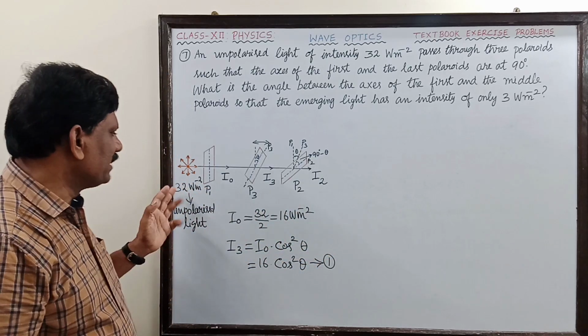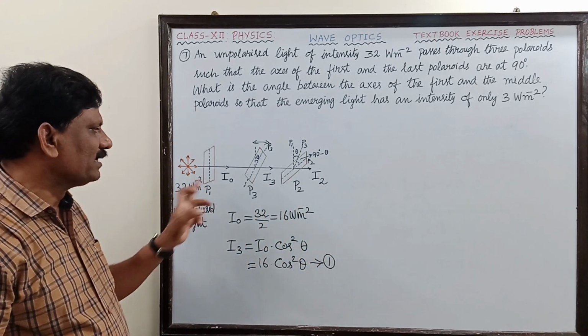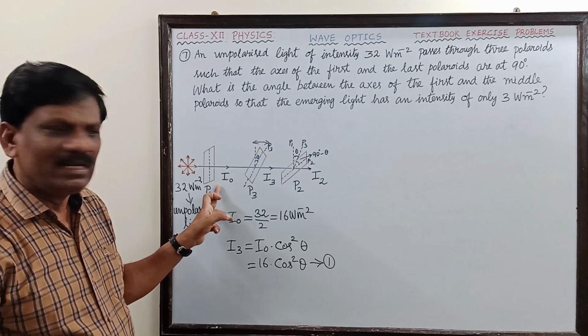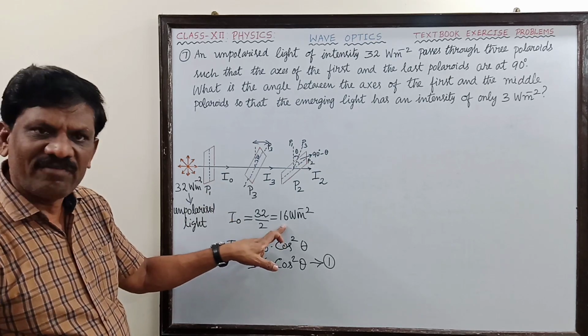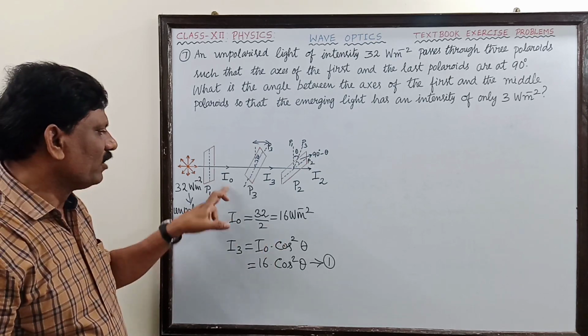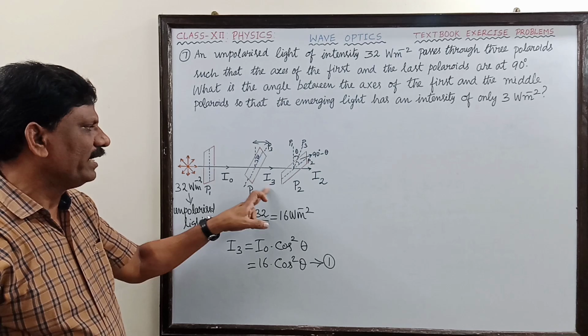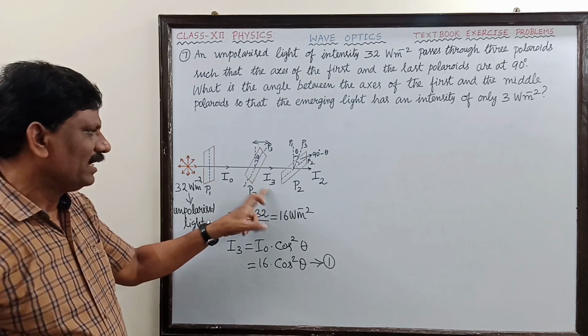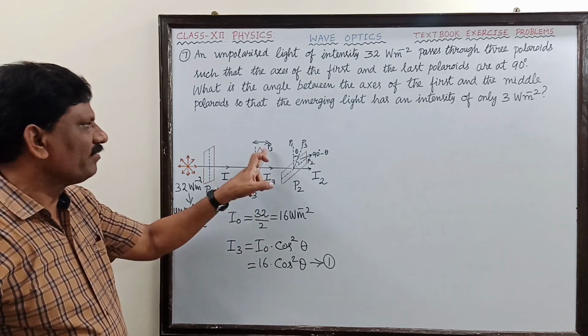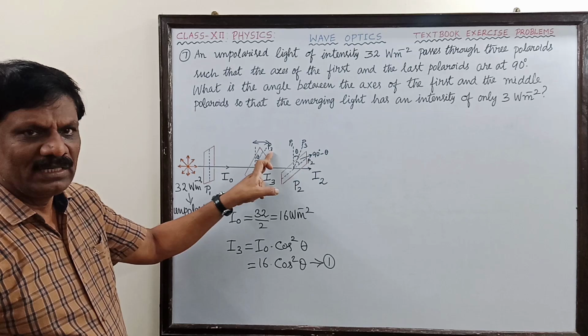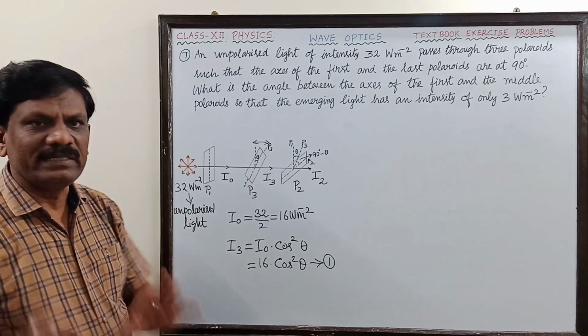Yes, unpolarized light of intensity 32 watt per meter square passes through the first Polaroid and its intensity has become half of it, that is 16. I0 is equal to 16 and I3 must be, from Malus law, I0 into cos square of theta. Okay, so that is 16 cos square theta.